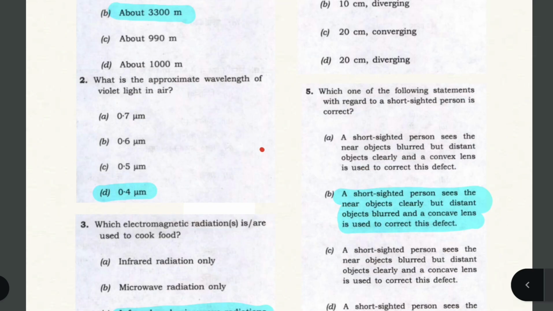Second one means what is the approximate wavelength of the violet light in the air? In EM waves, the wavelength band of the visible light is 400 nanometer to 700 nanometer, which will be 0.4 micron meter. So if we see the visible light, it goes as Vibgyor, where violet has the minimum and red has the maximum wavelength. So the approximate wavelength of the violet will be 0.4 micron meter. So the D would be correct answer, and we have seen EM waves in detail in our 2024 videos, so you can watch them.